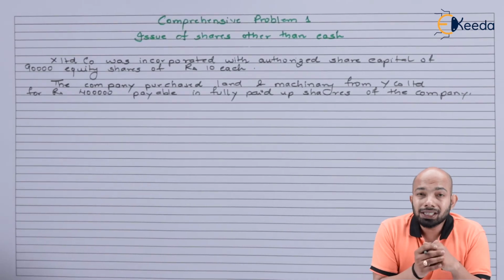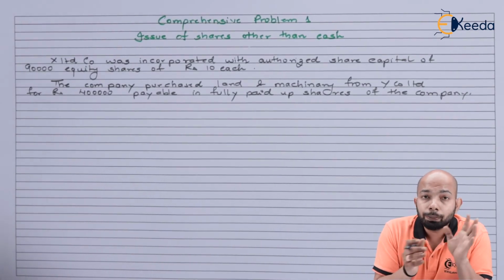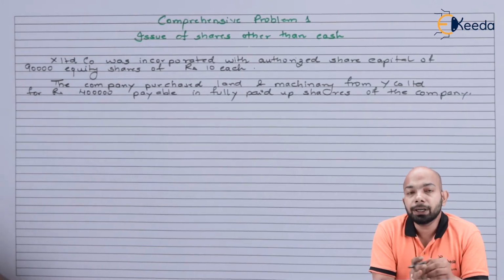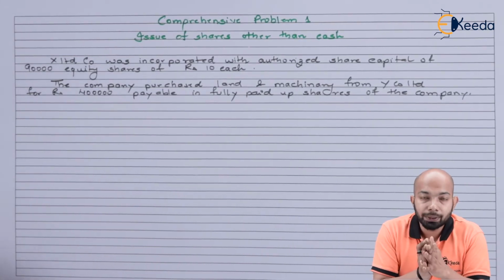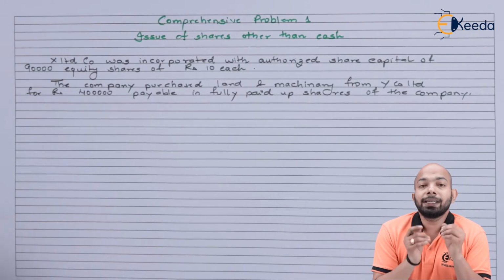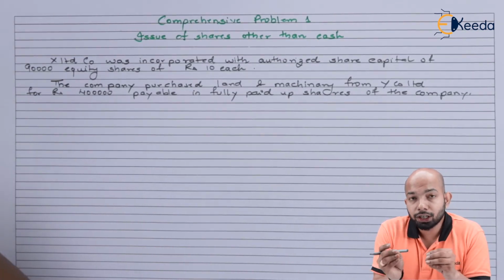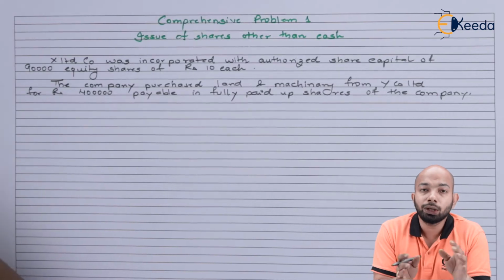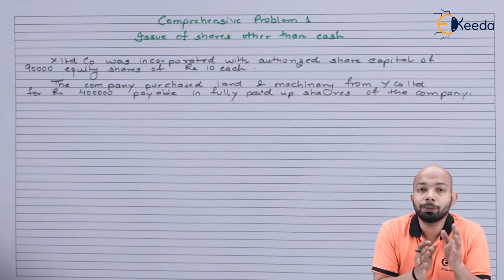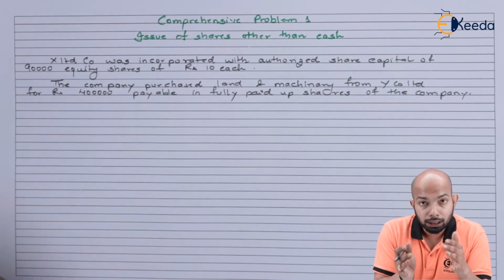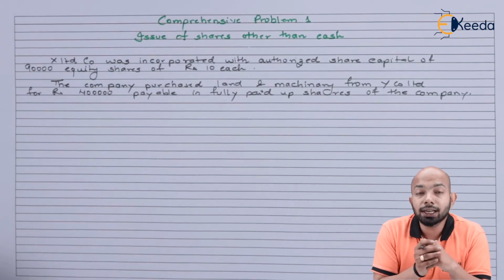Now, the company purchased certain land and machinery worth rupees 4 lakh from Y Company Limited, which were payable in fully paid up shares of X Limited Company. That means the company has to issue around 40,000 shares, because the per share value is 10 rupees. So 4 lakh rupees of shares has to be given out, which will be equivalent to 40,000 shares issued to Y Limited Company. Now, let's figure out a few more details mentioned in this question.